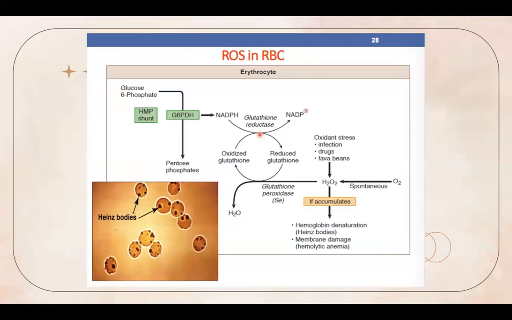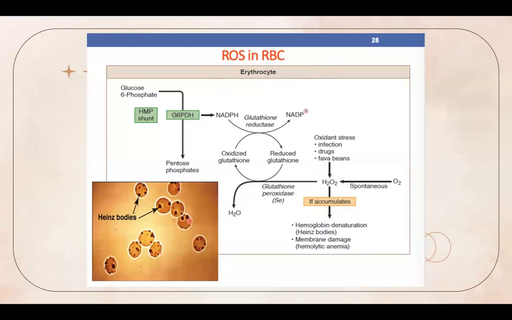Again, this is just a brief overview of what we've talked about so far. I already mentioned that ROS are very important for RBCs, and patients with G6PD deficiency have hemolysis, or abnormal breakdown of the RBCs. They cannot produce enough NADPH. As a result, NADPH is lacking, and they cannot neutralize the H2O2. So they're unable to neutralize this H2O2. H2O2 will then go on and damage the cells.